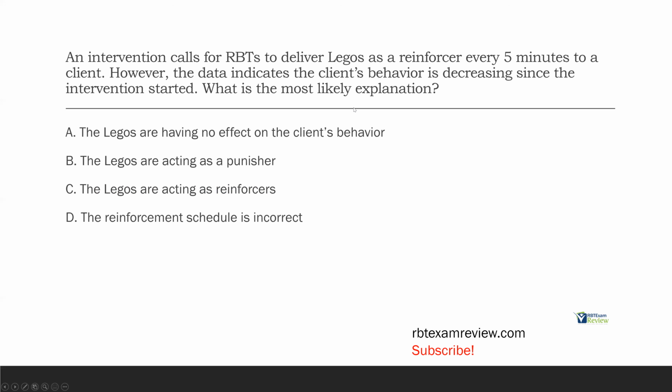So what do we know about consequences? What do we know about reinforcement? What do we know about punishment? We know we can only classify something as reinforcing or punishing if we know how future behavior is impacted. So even though we're saying we're going to deliver Legos as a reinforcer, we know that the Legos are actually leading to the behavior decreasing. Because after we started the intervention, all of a sudden this behavior is decreasing. So the Legos are not serving as reinforcement. If anything, they're serving as punishment because this behavior is decreasing. Remember, we're looking at future behavior. So what is the most likely explanation?